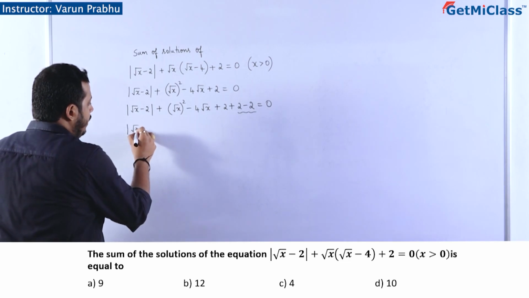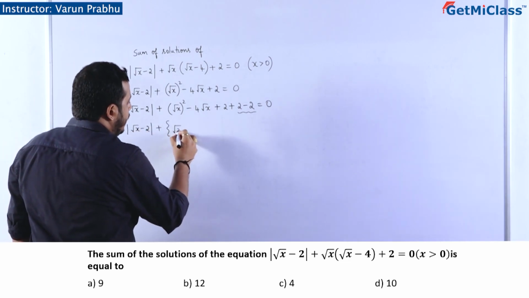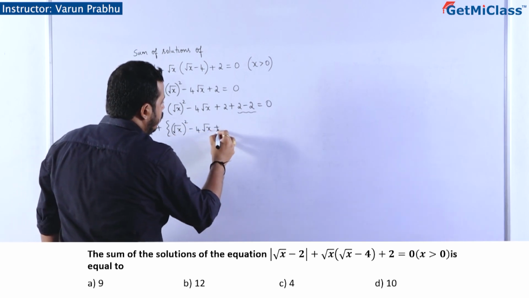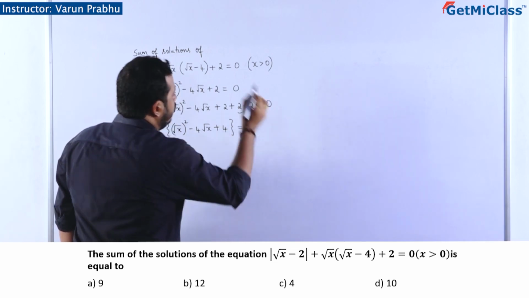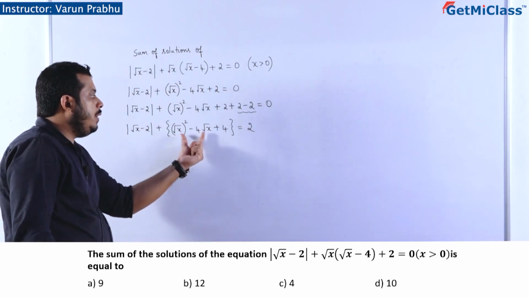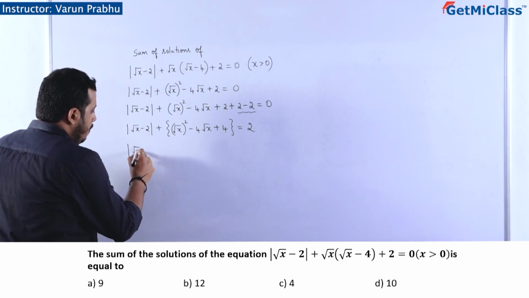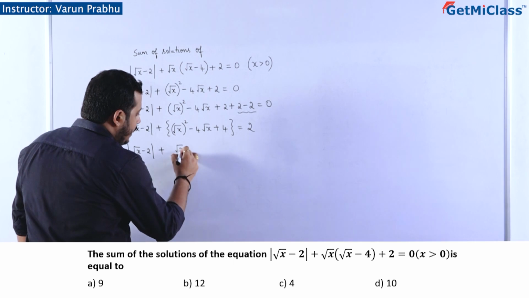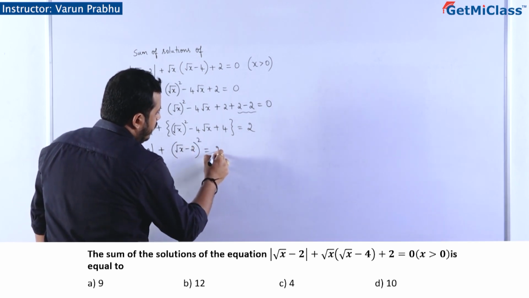So what am I going to get here is root x minus 2 plus, I can write it like this, root x the whole square minus 4 root x, 2 plus 2 will be 4, that is equal to 2. Yes or no? So now this will be a perfect square number. Modulus of root x minus 2 plus, this I can write as root x minus 2 the whole square. Is it right? That is equal to 2.